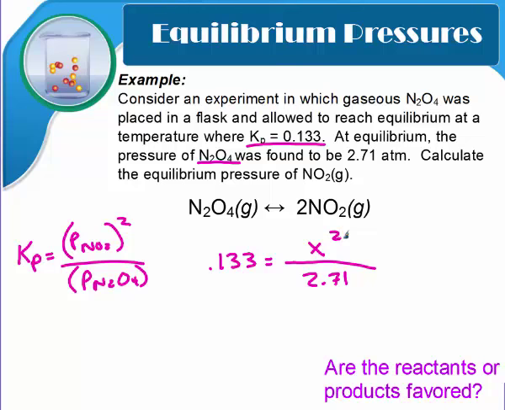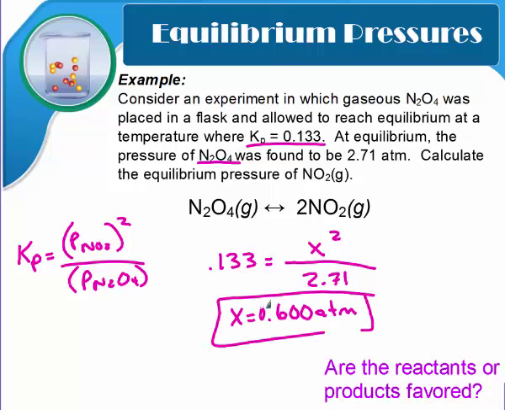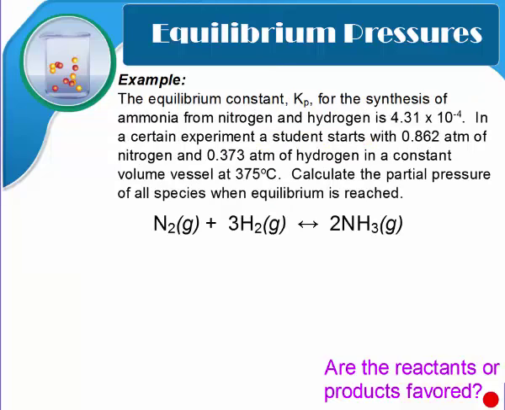So multiplying by 2.71 and then square rooting, we want 3 sig figs. So we get 0.600 atm. Looking back at our Kp, it is less than 1, so the reactants are favored. I'm going to pause the video, try this one on your own, restart when you have your answer.